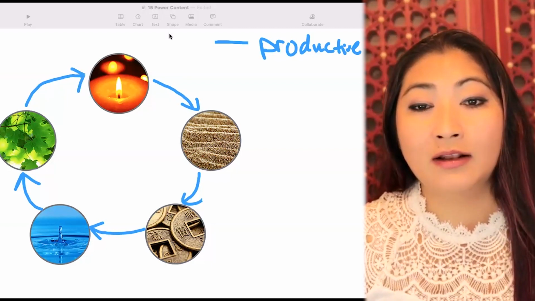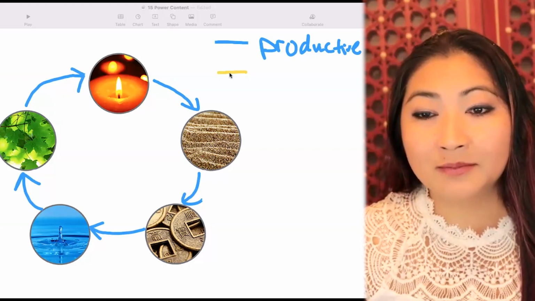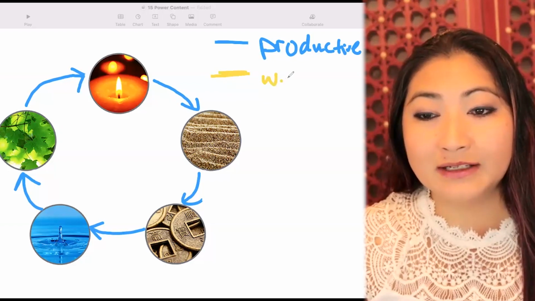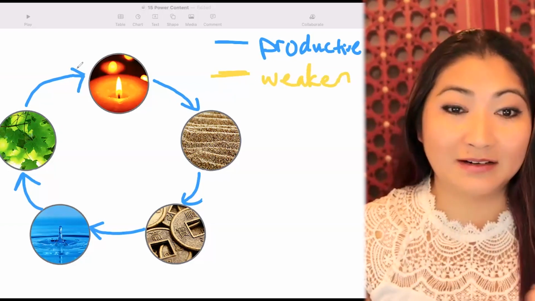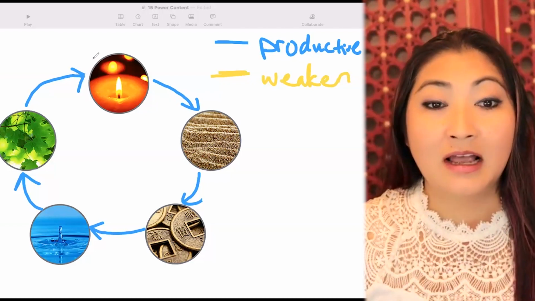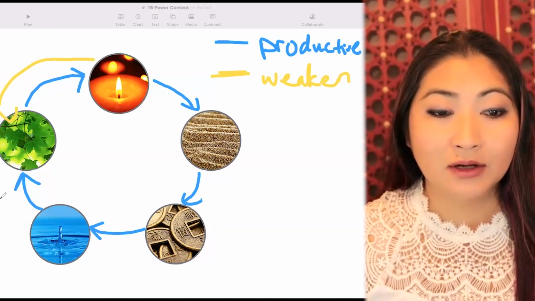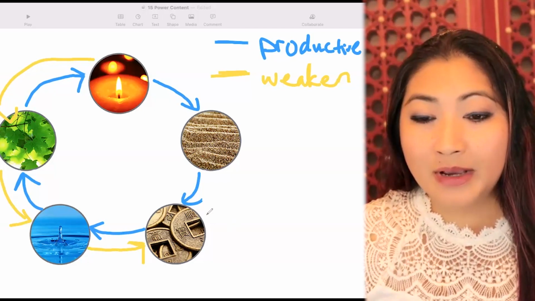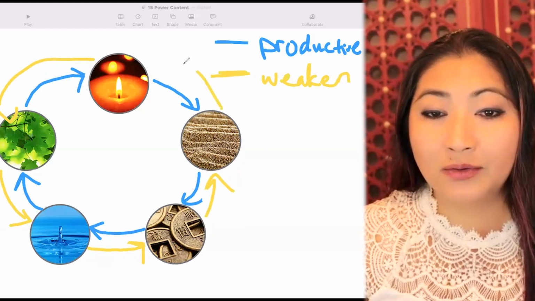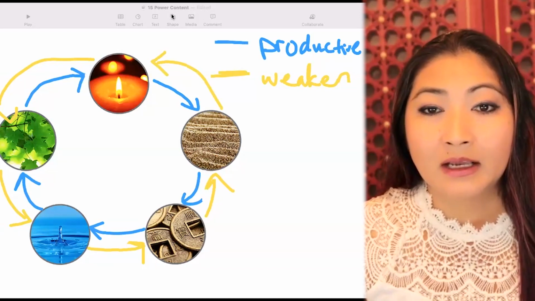Okay, and on the flip side, you have what I'm going to draw in yellow here is the weakening cycle. Okay, which is the opposite of the arrows that I've already drawn up here. Fire weakens wood, wood weakens water, water weakens metal, metal weakens earth, and earth weakens fire.